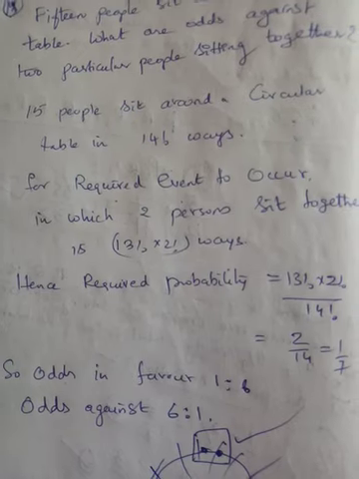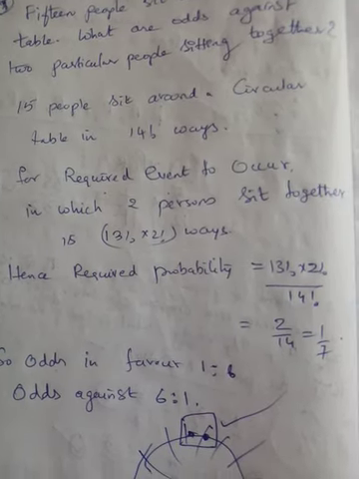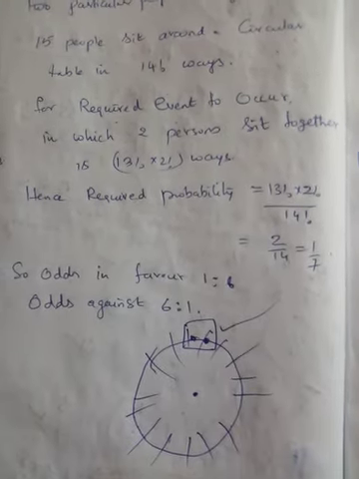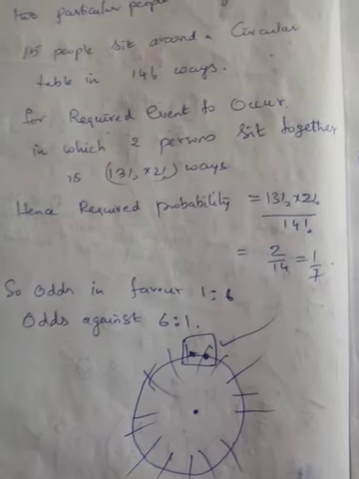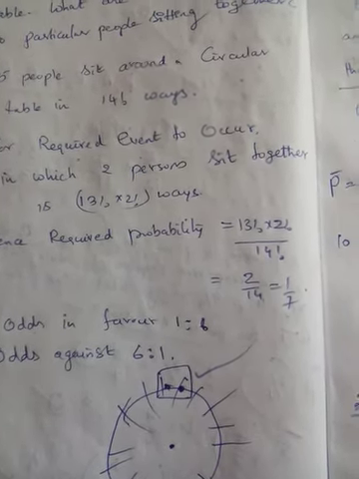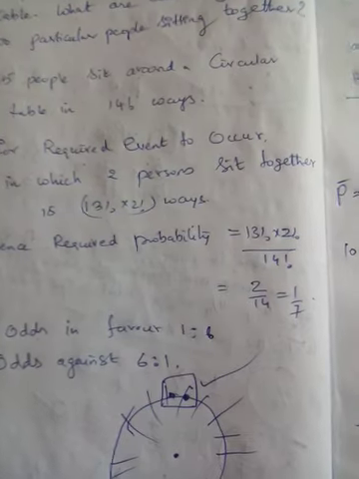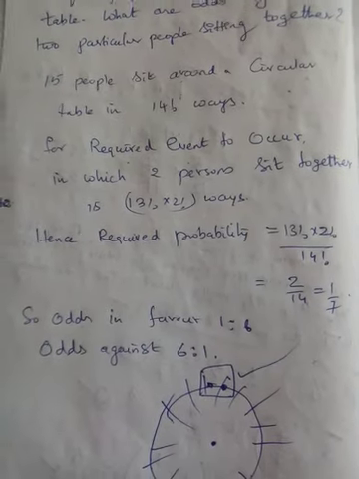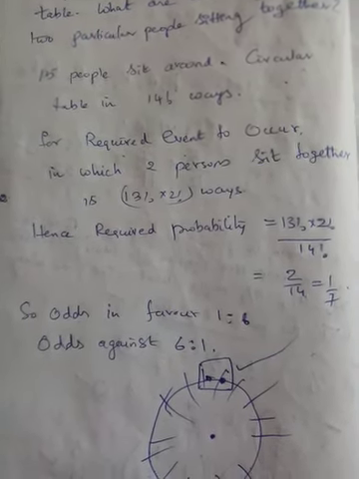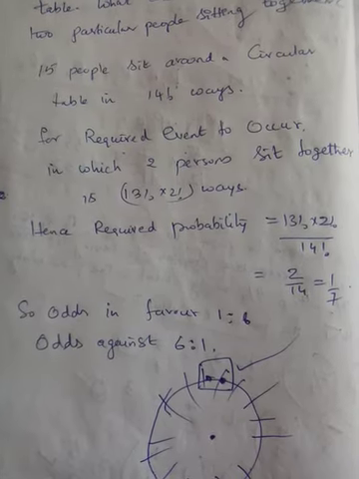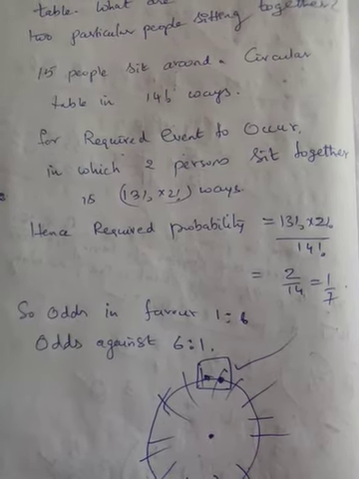So 13 factorial into 2 factorial is the required count. If you go directly, 13 factorial into 2 factorial will be the numerator and 14 factorial will be the denominator. It cannot be 15 factorial, because one person must sit, and then the 14 will sit. So 13 factorial into 2 factorial by 14 factorial. If you solve it, you are going to get 1 by 7.